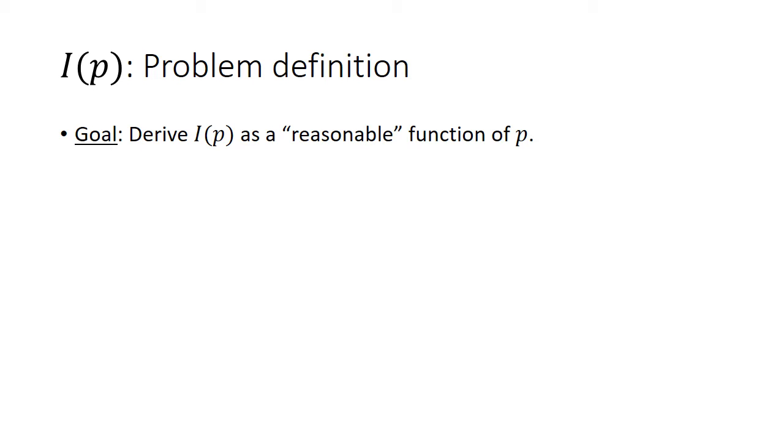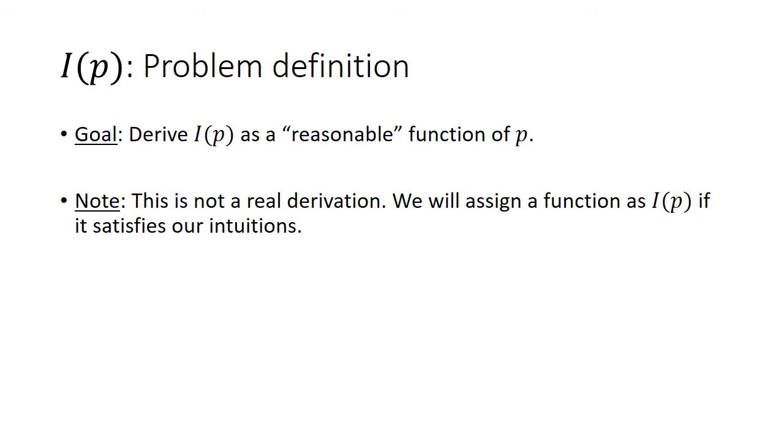Now what do I mean by a reasonable function? Note that this is not a real derivation. It's not as if somebody is asking to prove Fermat's last theorem. I mean, surely in the world, maybe 5 people can do so. But the point is not that. The point is basically to derive a reasonable expression for the information function. This is a quantity that needs to be defined. It is not a pre-existing quantity. We have to assign a function I(P) such that it satisfies our intuitions that this function needs to uphold. So let's get into that.